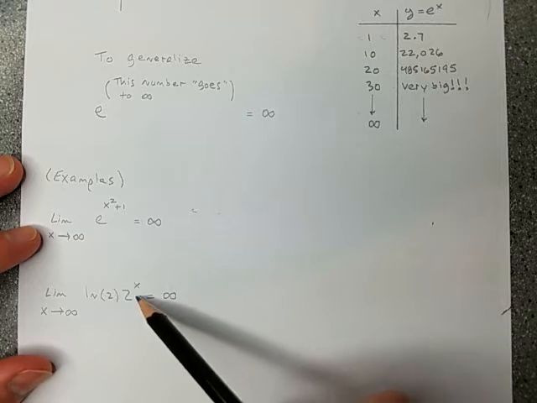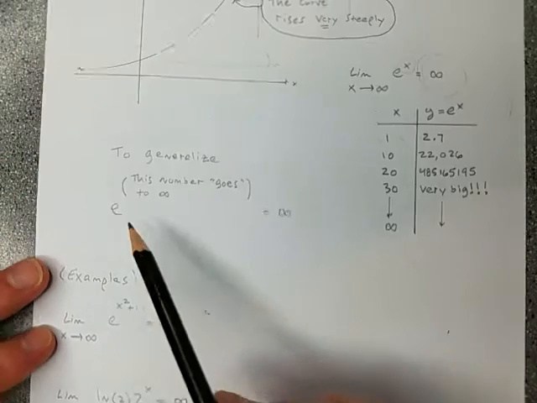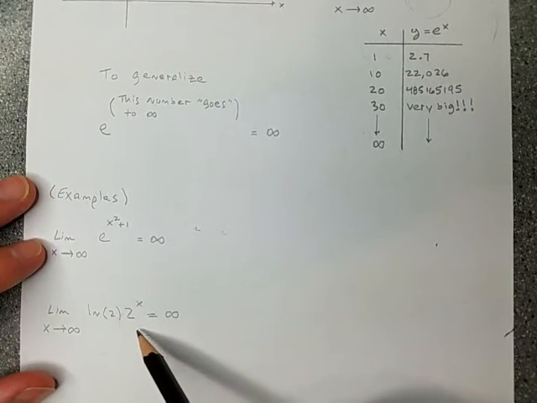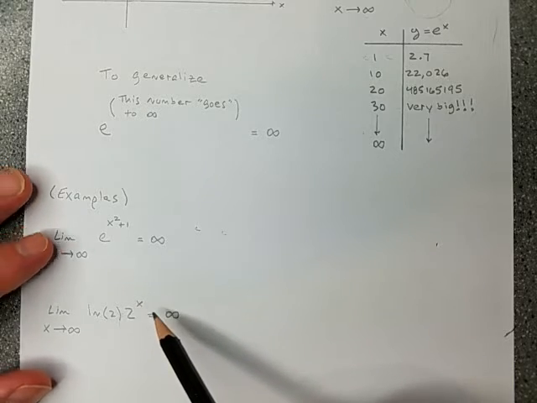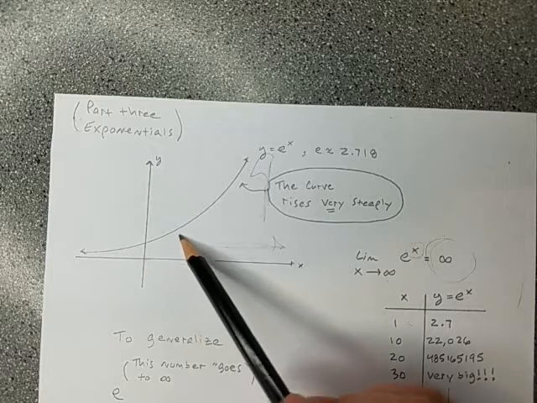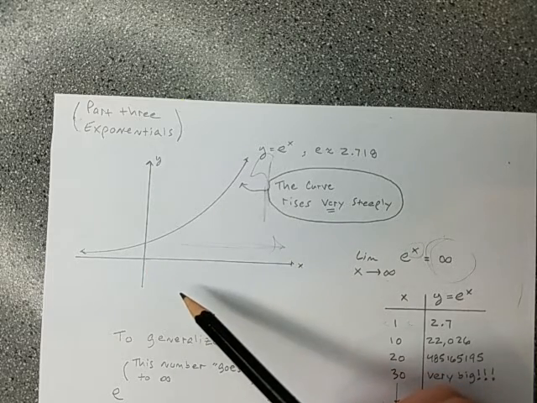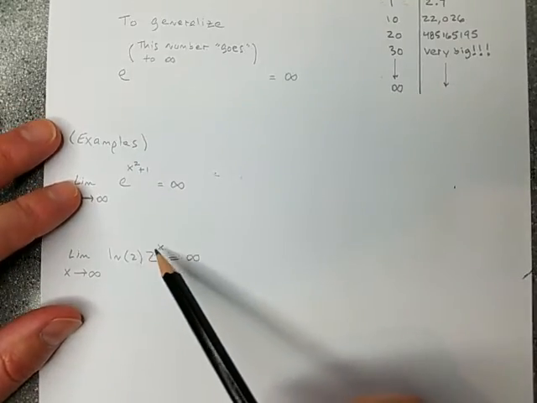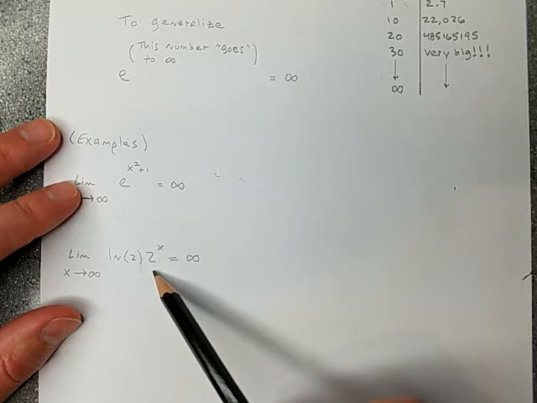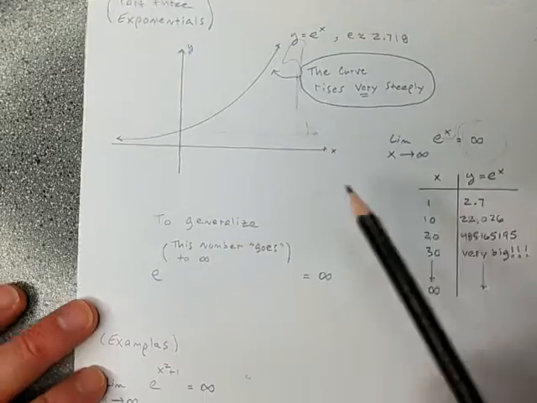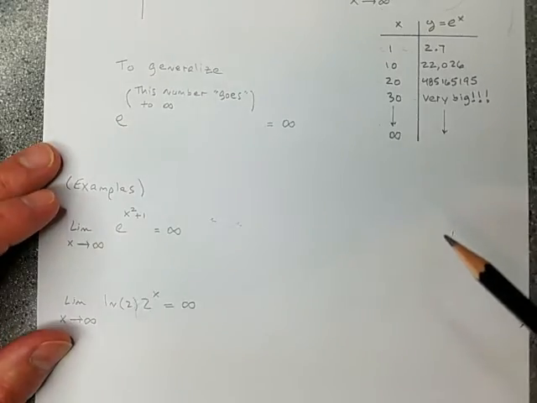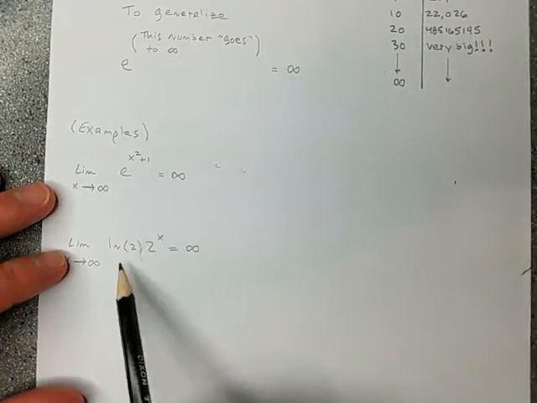You might say, well, that's a 2. That's not e, that's different. Well, 2 to the x, that exponential curve is hardly at all distinguishable from this one, okay? As long as this number is bigger than 1, you'll get an exponential curve that has the same property here and could fit into the same general principle, okay? And so you're curious about that one.